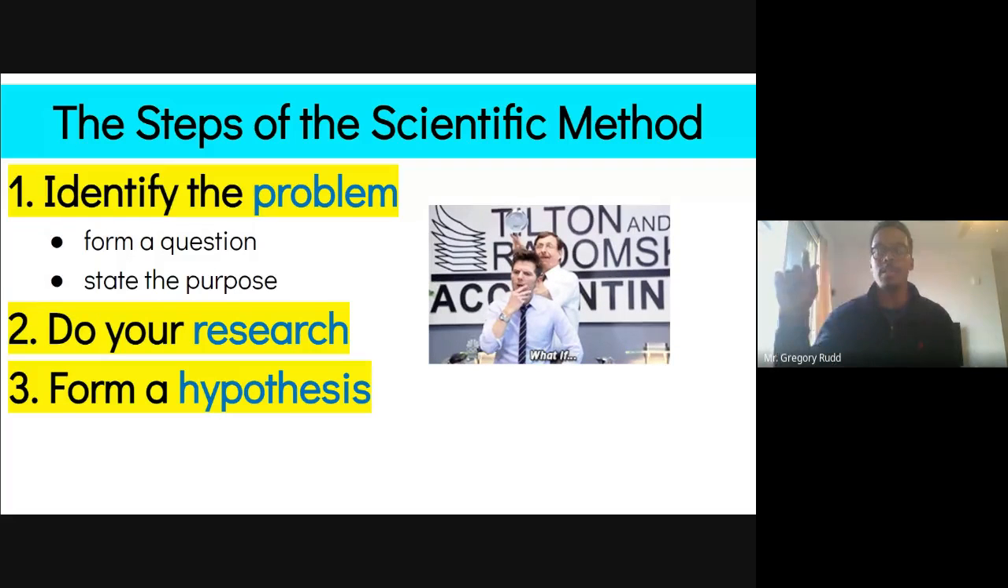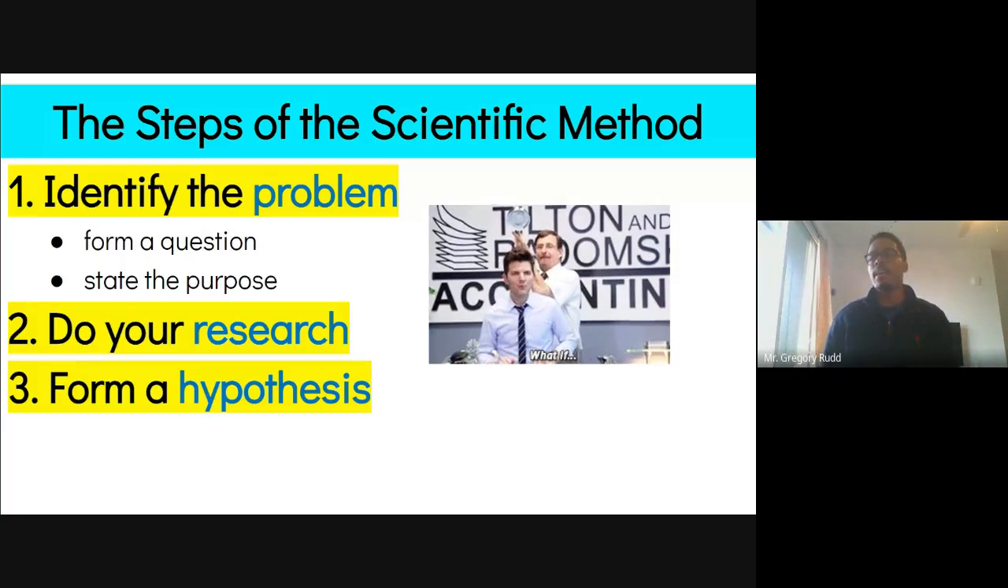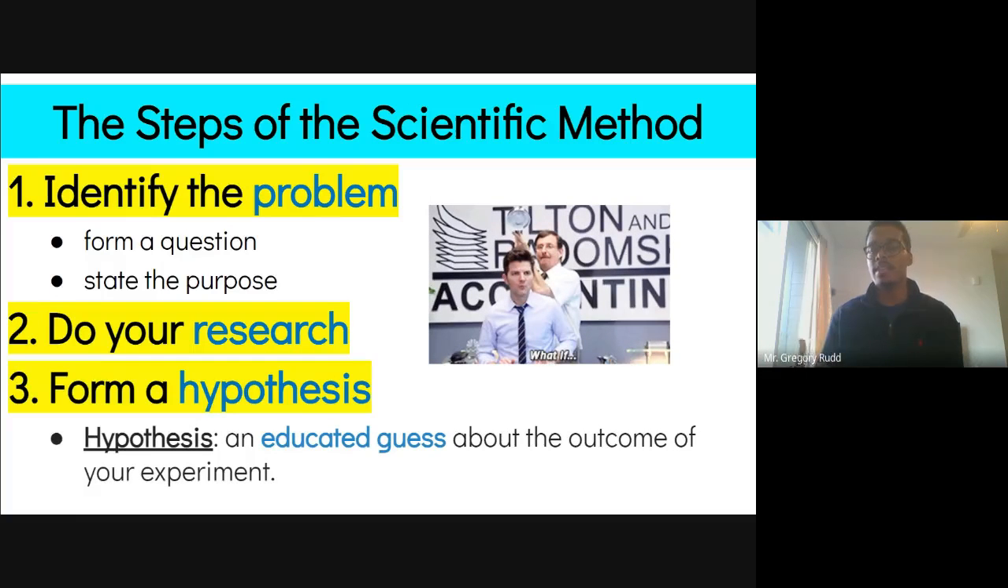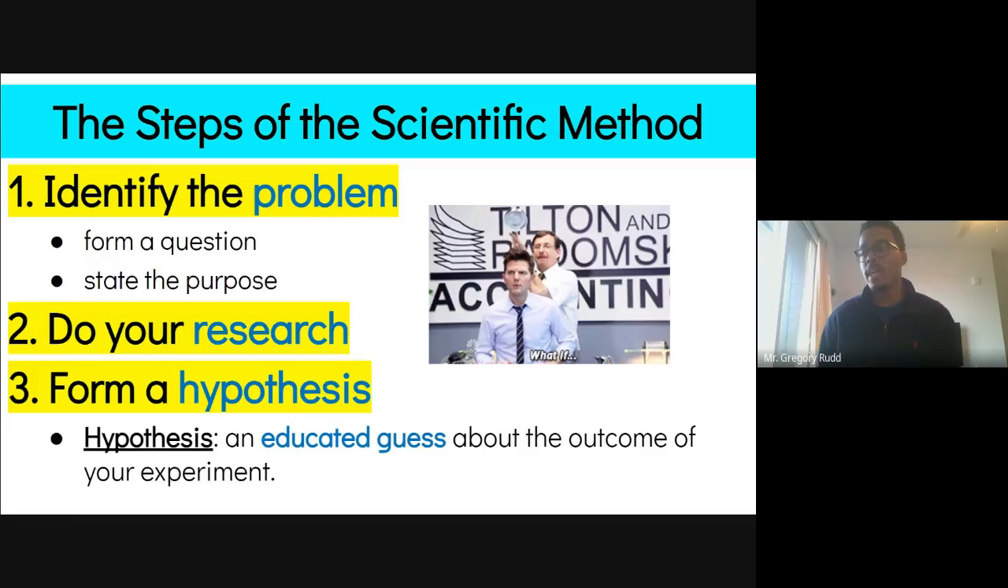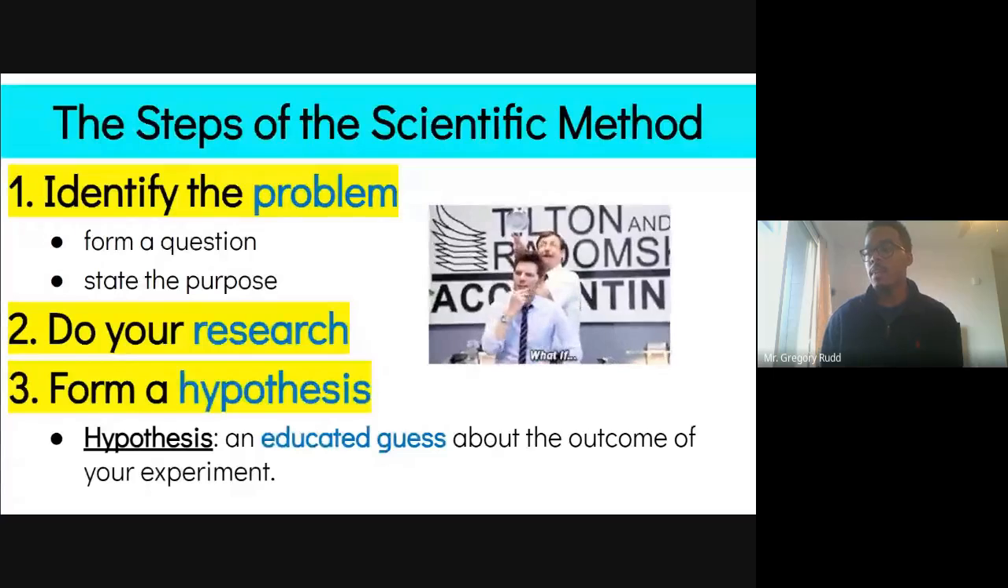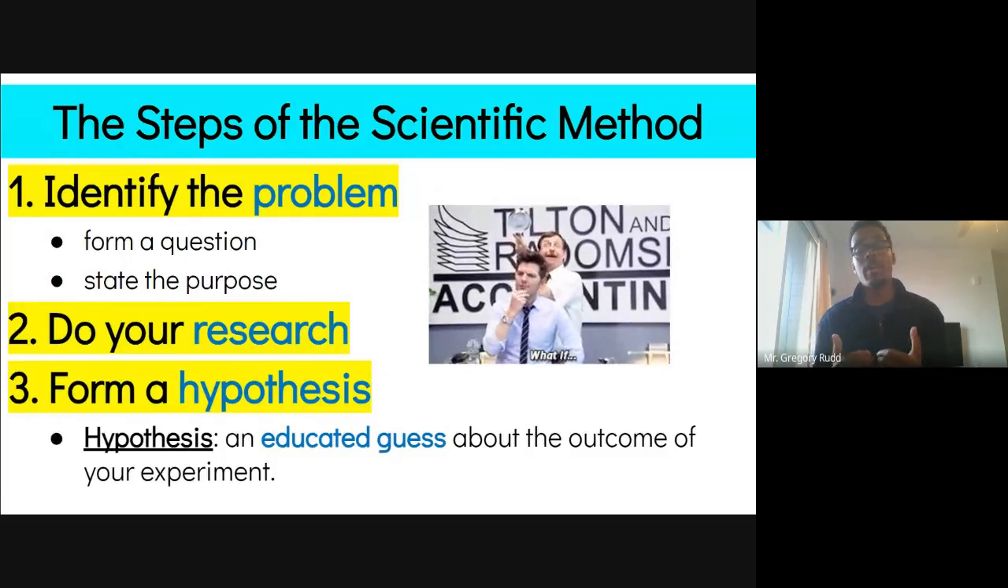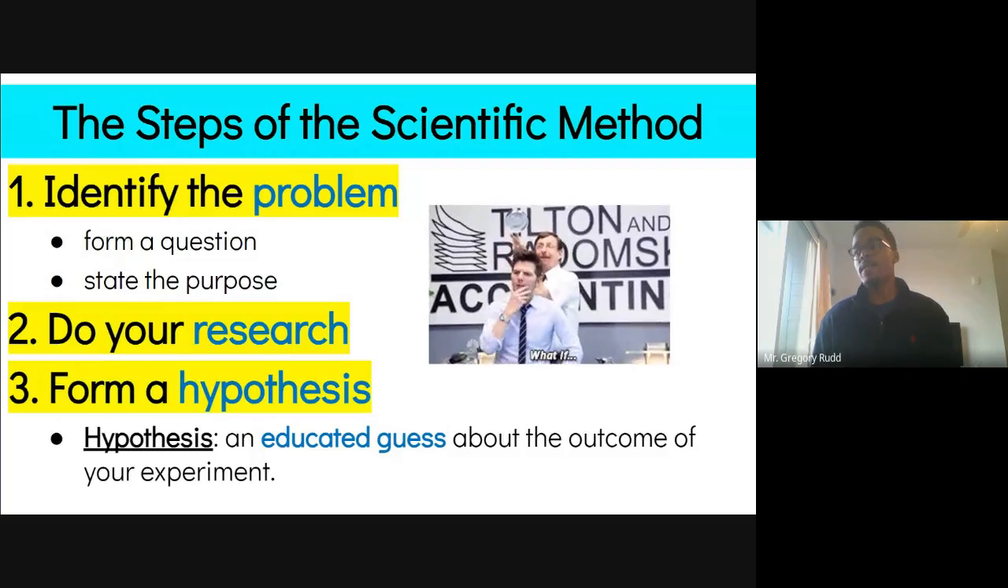A theory is actually a pretty supported idea. A hypothesis is an educated guess. And those were the two words that I was thinking about. It's an educated guess about the outcome of your experiment. So before you actually run the experiment, before you set up your variables and start to manipulate your variables, you want to have some type of prediction about how that experiment is going to go.